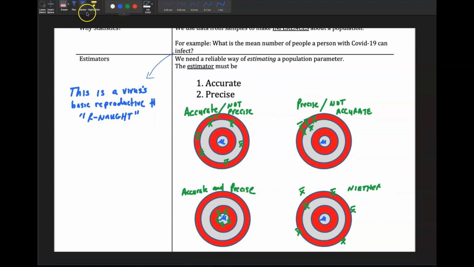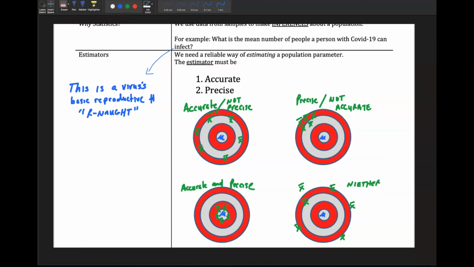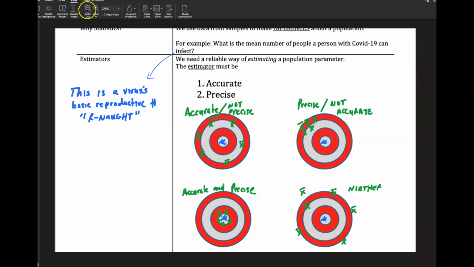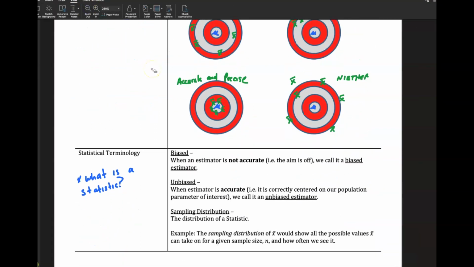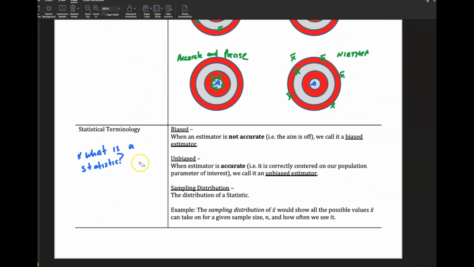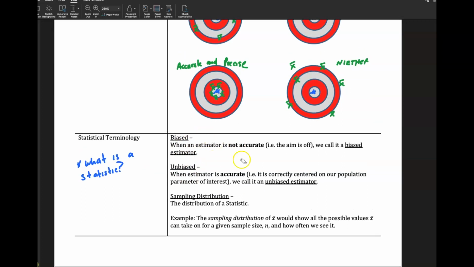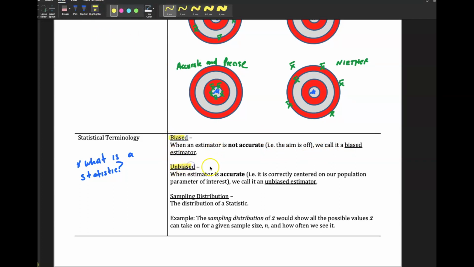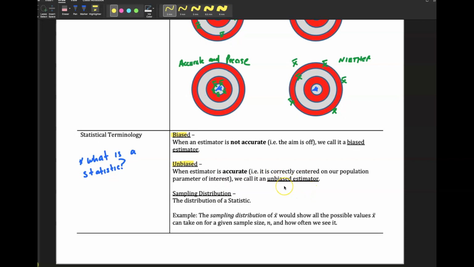And again, that's the importance of why we do many of the things in statistics that we do, in the sense of how we collect the data, how we make it random. So what we're looking at here is, again, what an estimator is. And we have certain things about an estimator. Sometimes an estimator is biased. When it's not accurate, the aim is off. It's called a biased estimator. That's the bias. Additionally, we have the unbiased estimator, which is accurate. It's correctly centered on a population parameter of interest. We call it unbiased. It's going to be accurate and precise.